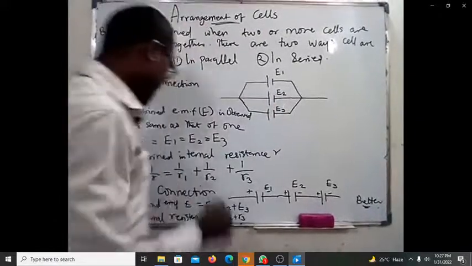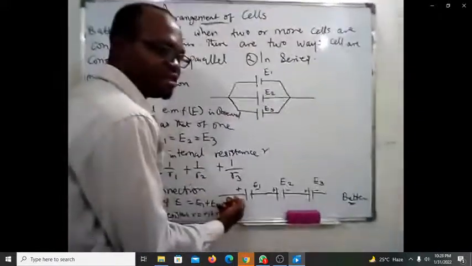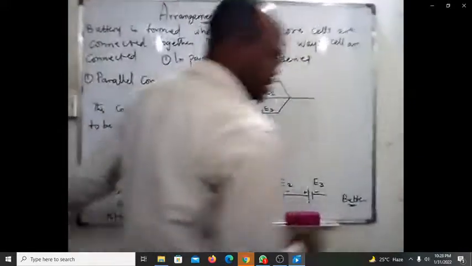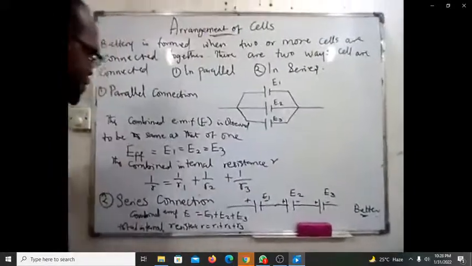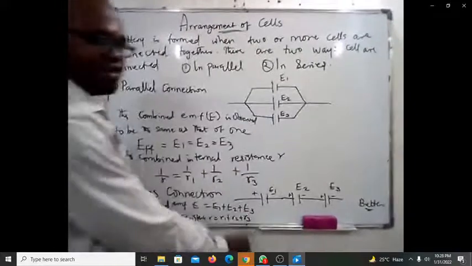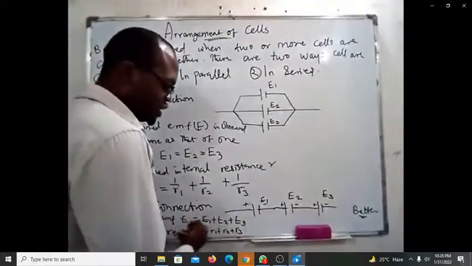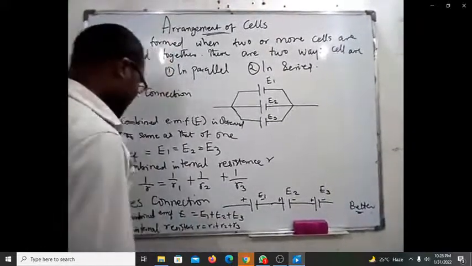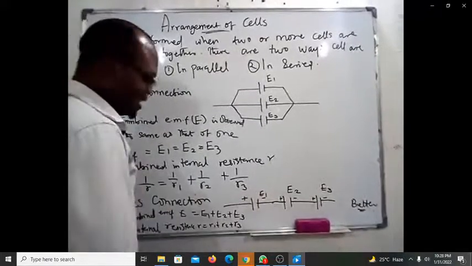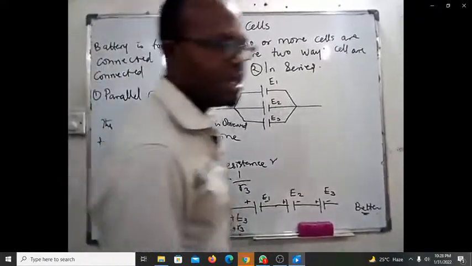Now, series connection is when you have an arrangement like this: one connected directly to the other and the other one to the other. We call it series connection. The combined EMF is simply the addition of the individual EMFs. So the effective E is equal to E1 plus E2 plus E3. And the total internal resistance is the same as for resistance in series. R is equal to R1 plus R2 plus R3.